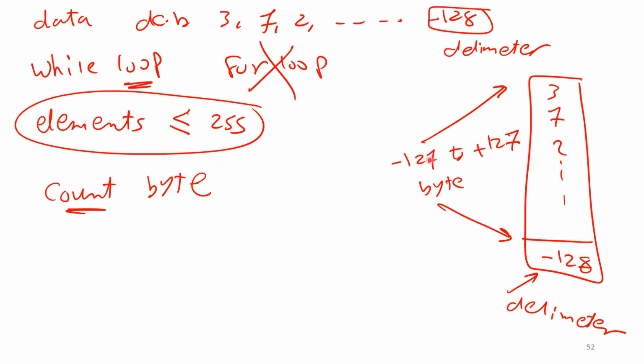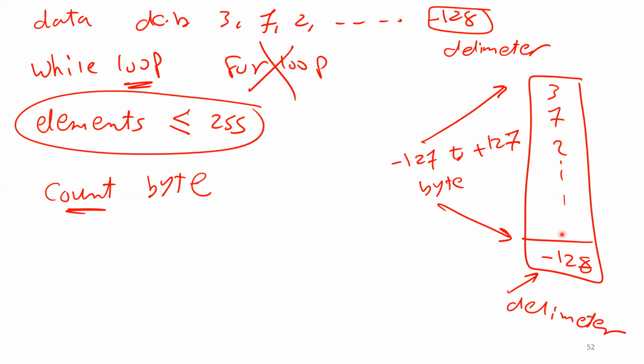Another thing I told you about is that this array cannot be more than 255 elements. It can be less than or equal to 255. Some students got confused about why they need this information. You need it because one of the tasks in this lab is to count how many elements we have here, because you need to get an average value, something like that. So you need to count how many elements.